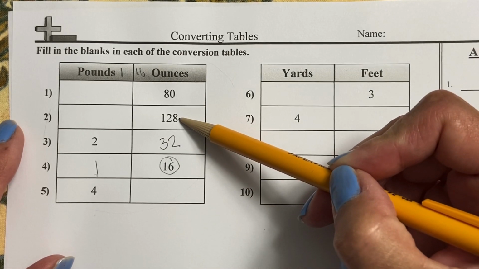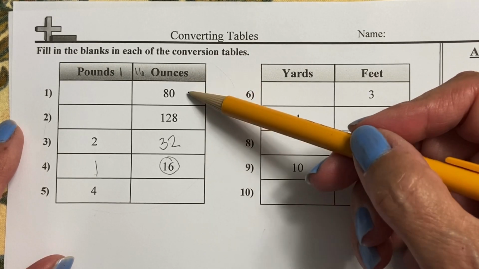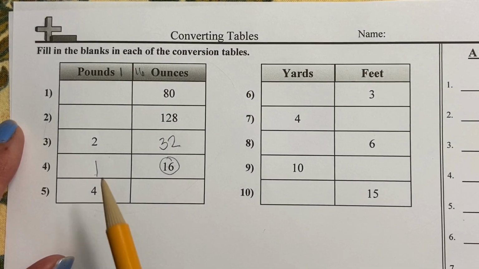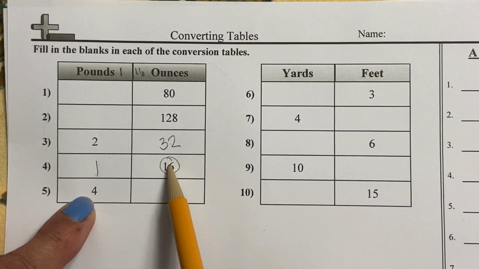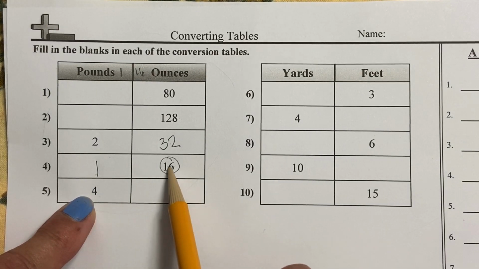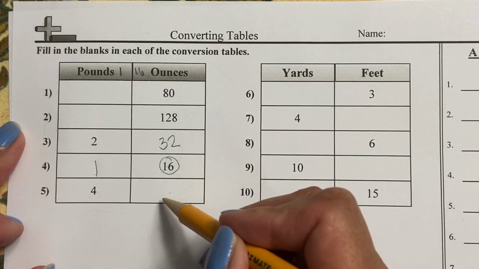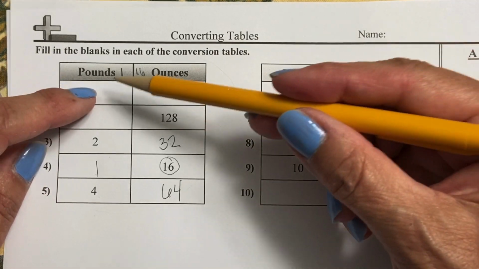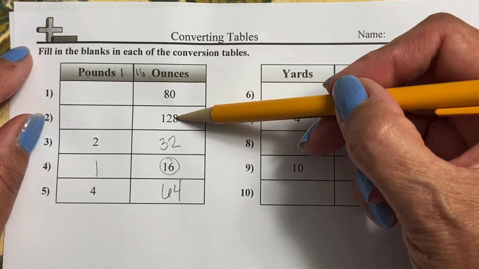Now, these numbers, the 80 and the 128, are the ounces. Those are the smaller units. I'm going to have to make them larger units. In order to do that, I have to divide. So I'm going to go ahead and continue with number 4 right here because it's a lot easier to do. So if my magic number is 16 and I do 4 times 16, that's going to tell me how many ounces are in 4 pounds. And that is 64. So now I'm left with how many pounds are there in 80 ounces, how many pounds are there in 128 ounces.